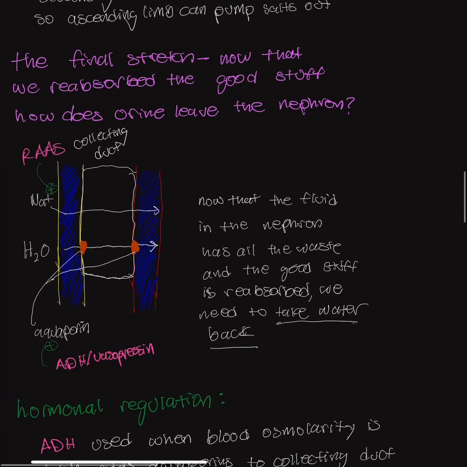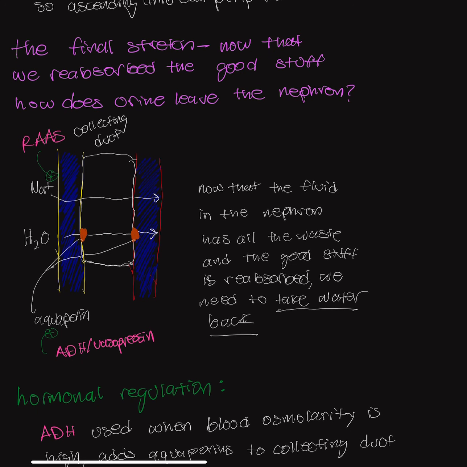So to go back up to the collecting duct diagram here, aldosterone activates, and I put RAS, but it's really aldosterone that does this. Aldosterone activates these sodium channels called ENaC, but that's probably not too important. It activates sodium to bring it back into the blood, and that sodium pulls in water with it.